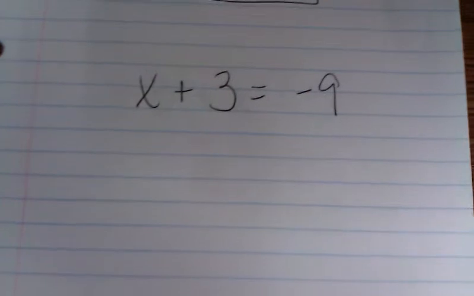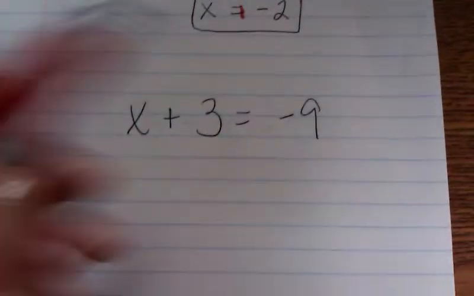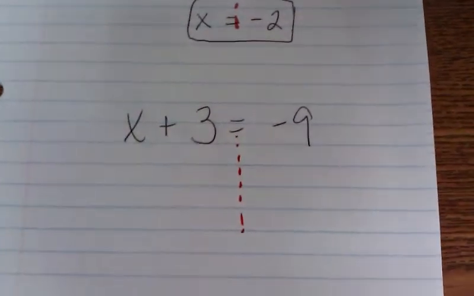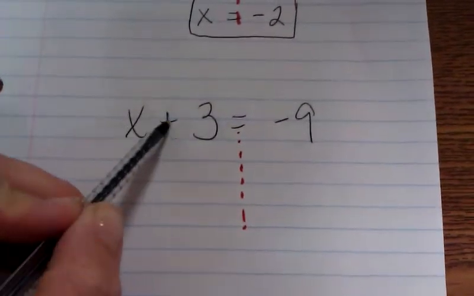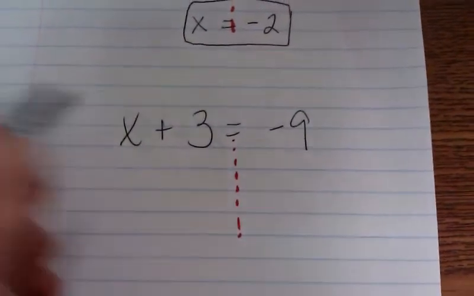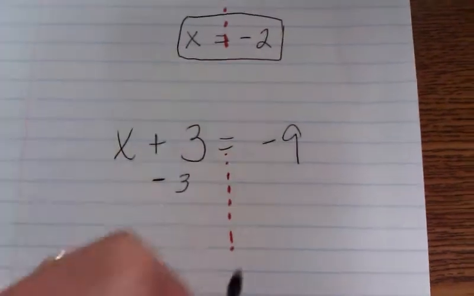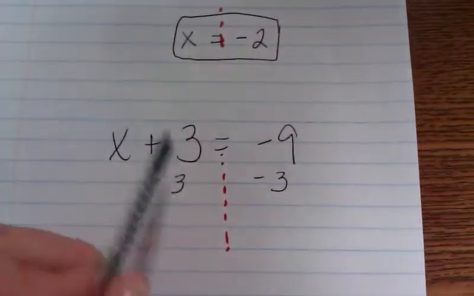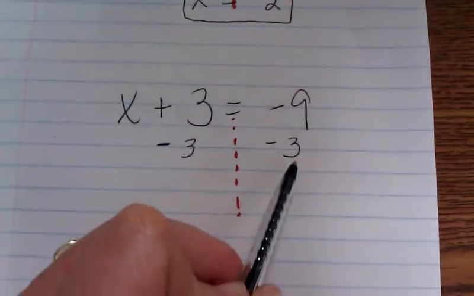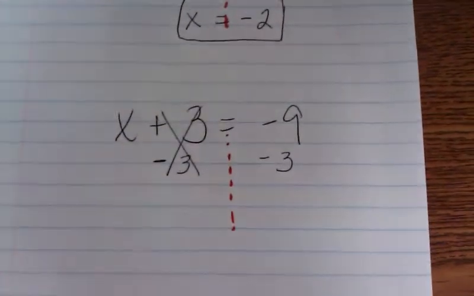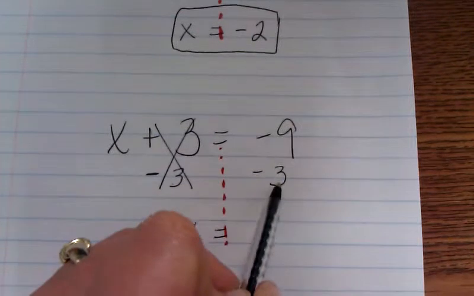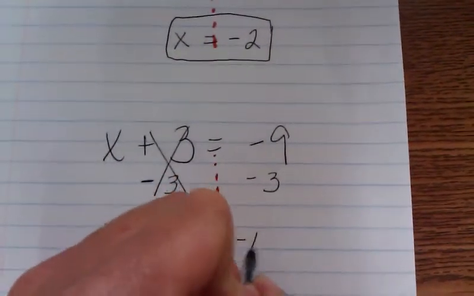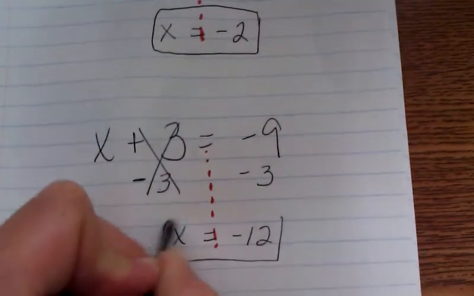Here's the next one. I will take my marker, in red, and make a dotted line to separate my equation. Put my pencil on the variable and it says x plus 3. The opposite of plus 3 is minus 3. And I will do that to both sides because what I do to one side I must do to the other. These cross out and I get x equals negative 9 minus 3. That is negative 12. And I will box my answer.